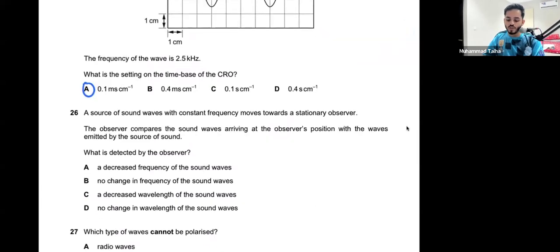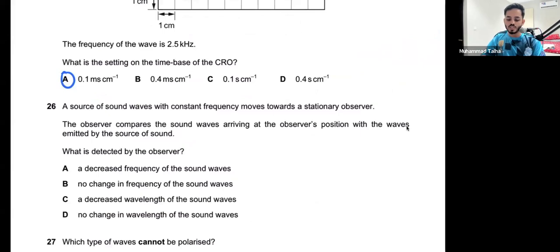Next, a source of sound waves with constant frequency moves towards a stationary observer. The observer compares the sound waves arriving at the observer's position with the waves emitted by the source of sound. What is detected by the observer? Because this is moving towards the observer, it's going to be an increased frequency, right? So it's definitely going to be an increased frequency, but I don't see that here. It's the same thing as saying a decreased wavelength, right? Increased frequency leads to a decreased wavelength. So it's the same thing.